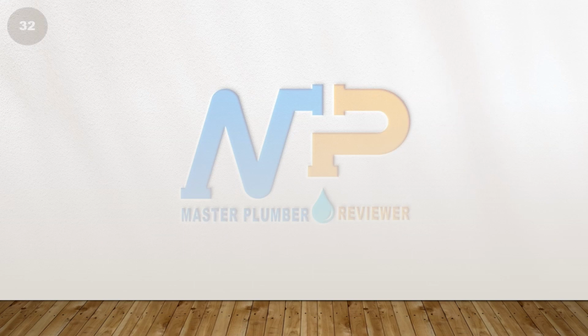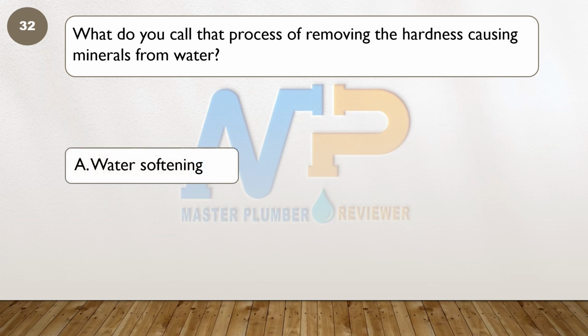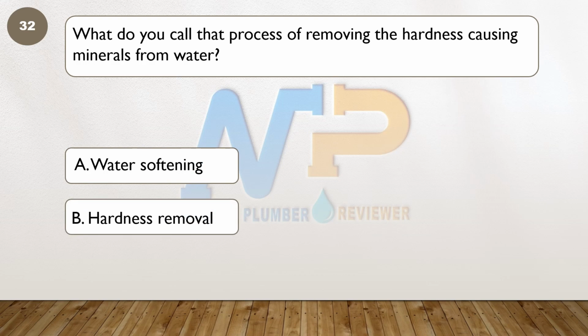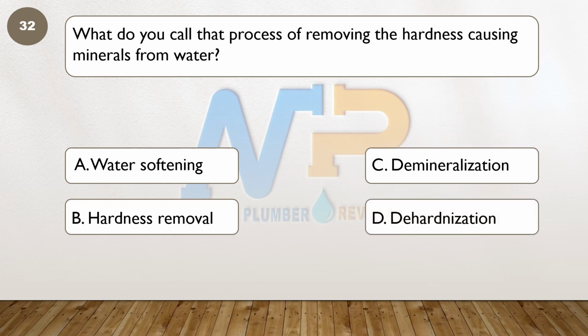Number 32. What do you call that process of removing the hardness causing minerals from water? A. Water softening. B. Hardness removal. C. Demineralization. D. Dehardenization. The answer. It's A. Water softening.